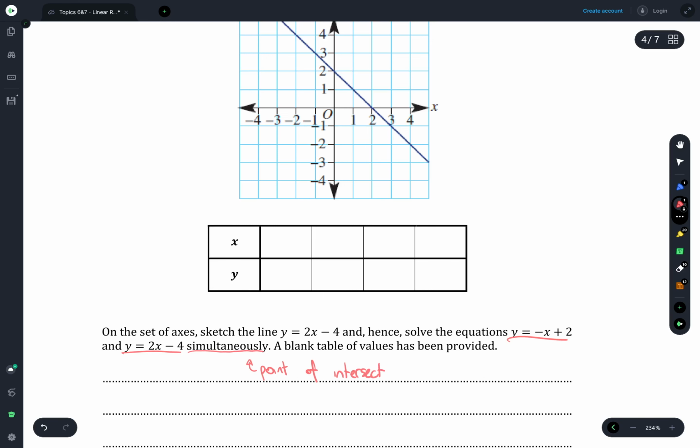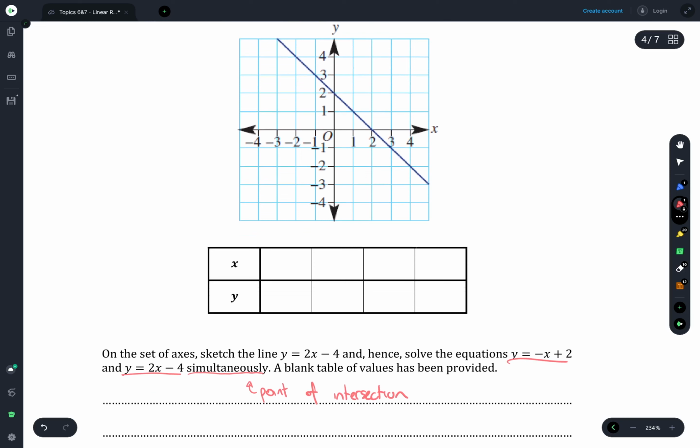So what that means is if we already have one of the lines, if we just sketch the other line accurately enough, we should be able to see where the lines meet, and therefore we'll be able to see what the answer is. So let's just fill in our table of values. That's probably the easiest way to sketch. So let's just put in any numbers. I can do 0, 1, 2, 3. Doesn't matter what numbers you use for the x.